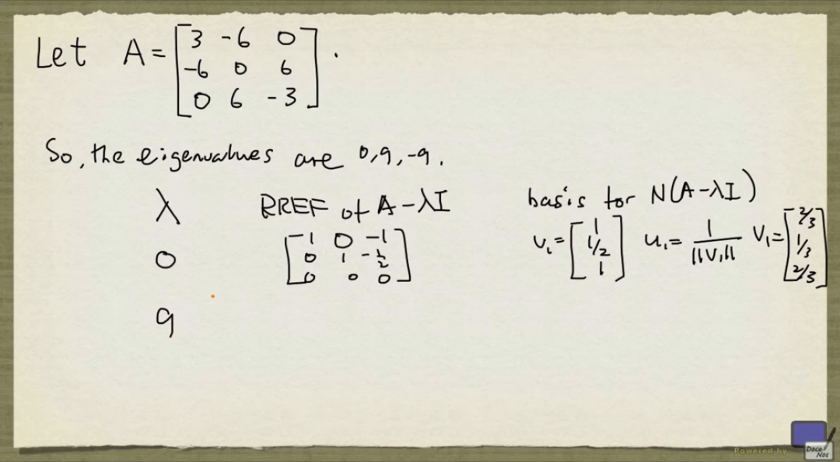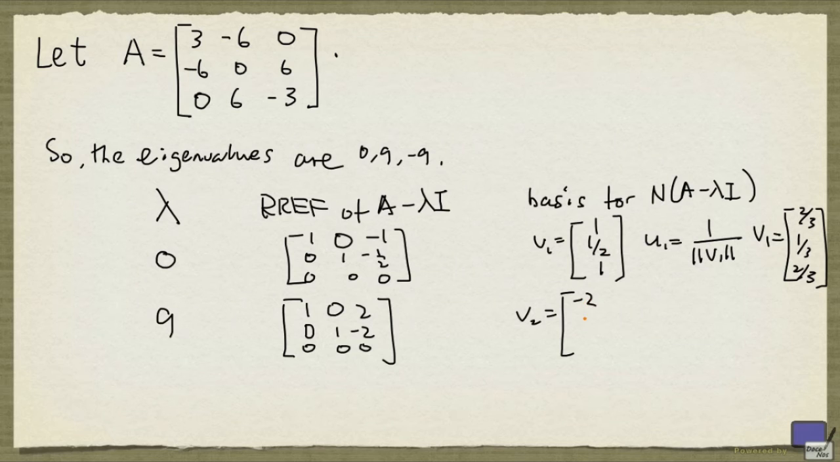Now for the eigenvalue 9, the reduced row echelon form of A minus 9 times I is this. And so a non-zero vector in the null space is given by minus 2, 2, 1. And we're going to take U2 to be 1 over the norm of V2 times V2. And if you work this out, you'll get minus 2/3, 2/3, and 1/3.